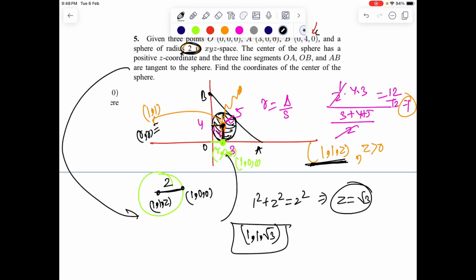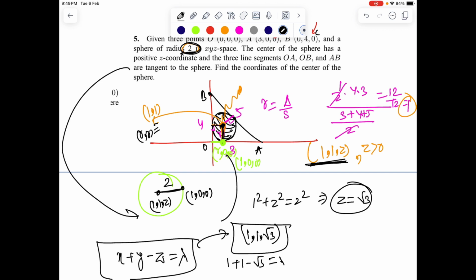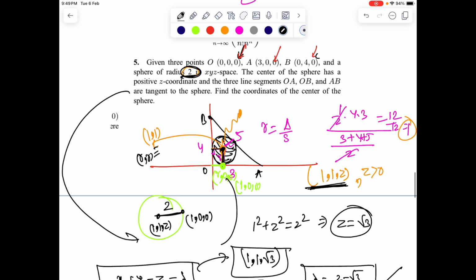Now of course the question can be made more interesting, JEE type. After this calculation, they could ask you something like: there is a variable plane, maybe x plus y minus z equals lambda, which passes through the center of the sphere, and find the value of lambda. So we just put in the values: 1 plus 1 minus root 3 equals lambda, and hence lambda will be 2 minus root 3. Okay, so this is how questions can be made more interesting. I hope you must have enjoyed this problem session.